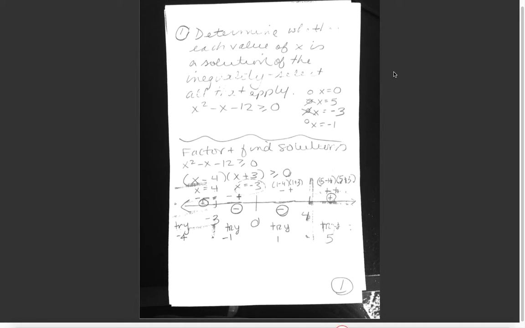So now I go back and look at the answers. 0 is not an answer because anything in this region between minus 3 and 4 makes the inequality negative. 5 is way out here. It just happens to be the number we tried. So yes, that is a solution. Negative 3 is a solution because negative 3 is a 0, and since it's greater than or equal to 0, that can be a solution as well. And negative 1 is between negative 3 and 4, and we know that makes this negative. So negative 1 is not a solution.